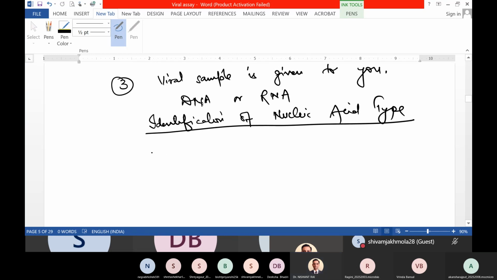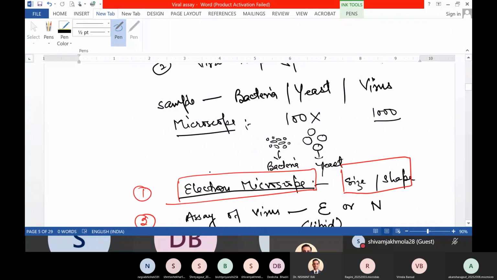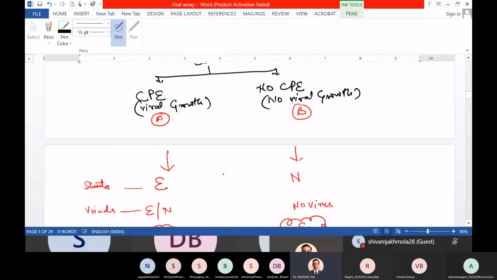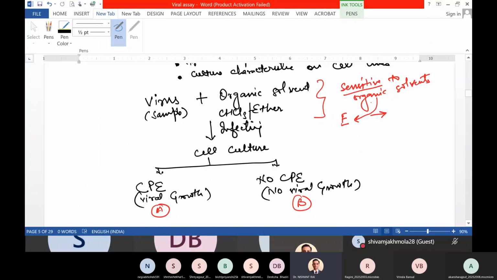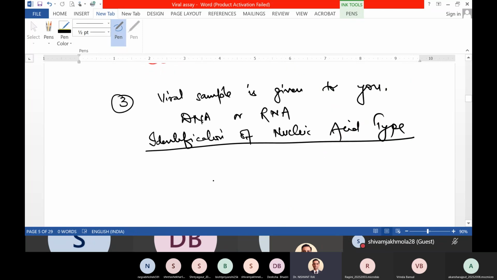Any student? Quickly guess the answer. In this case, what have we used? In this case, we have used the inhibitor. Here we have used organic solvent as an inhibitor, and it will inhibit the envelope. Now I've given you the hint actually. Now what can we do? Let me write the equation. Virus plus what will you take here?